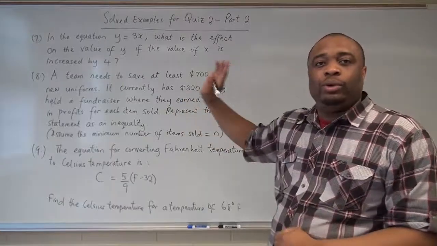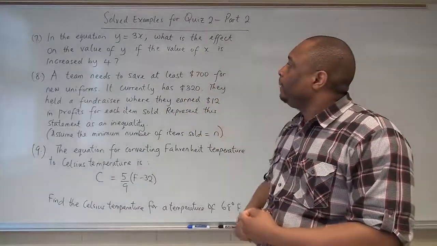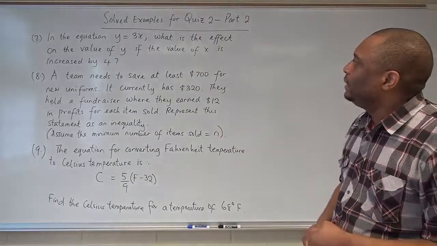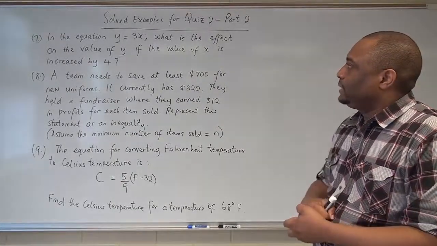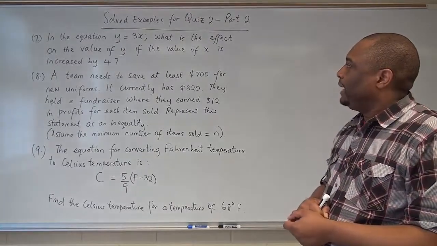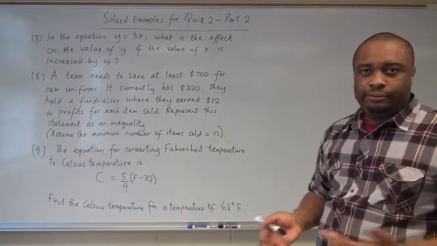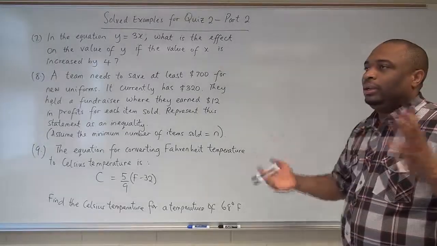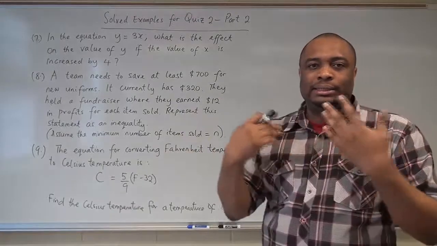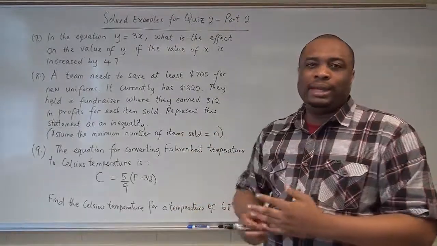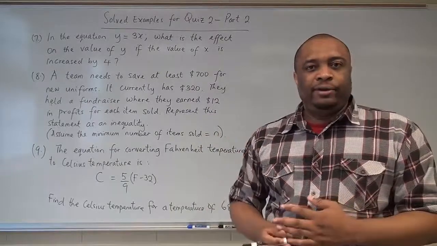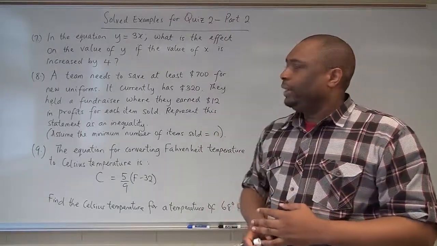So here we begin with question 7. In the equation y equals 3x, what is the effect on the value of y if the value of x is increased by 4? So this is an equation, y is dependent on x. Y is the dependent variable and x is the independent variable. Okay?